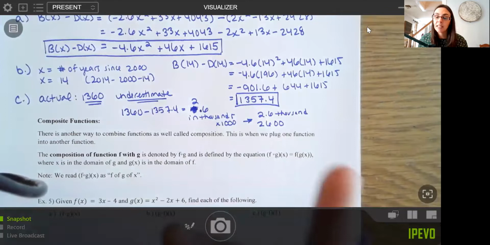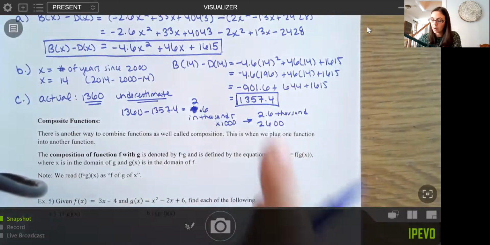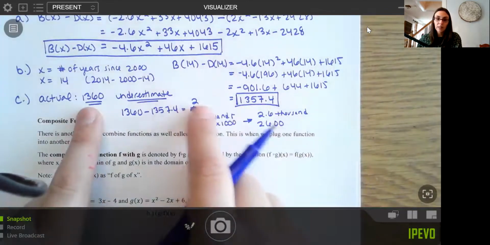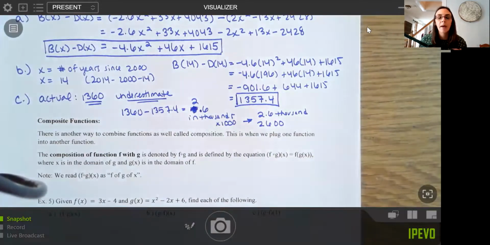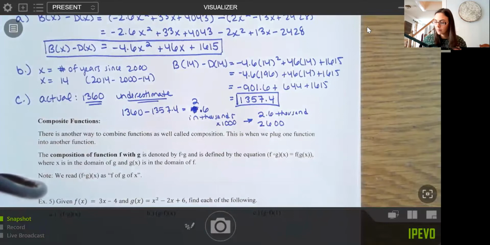Again, that's still a sizable number, but these values are pretty close here. We're only off by 2.6. It is in thousands, but it's still a pretty good estimation there. So that ends the algebra of functions.